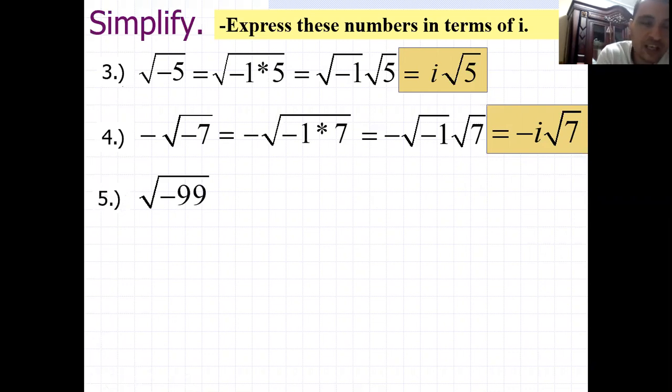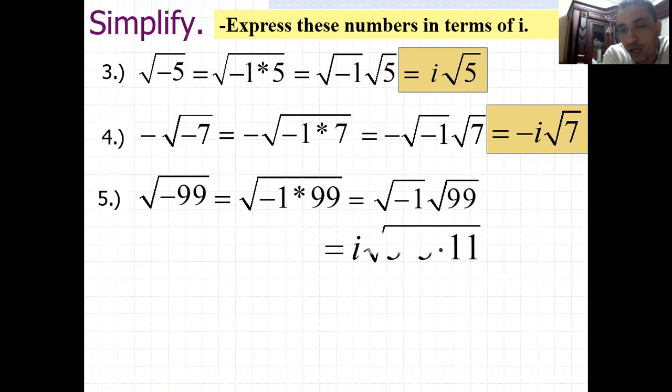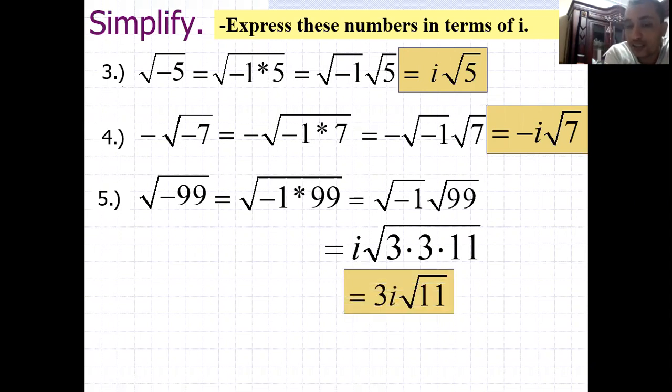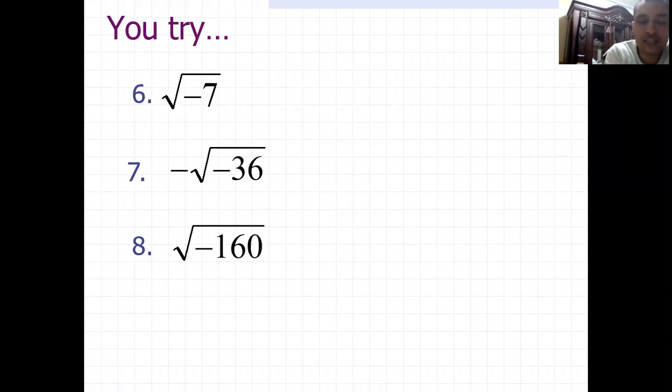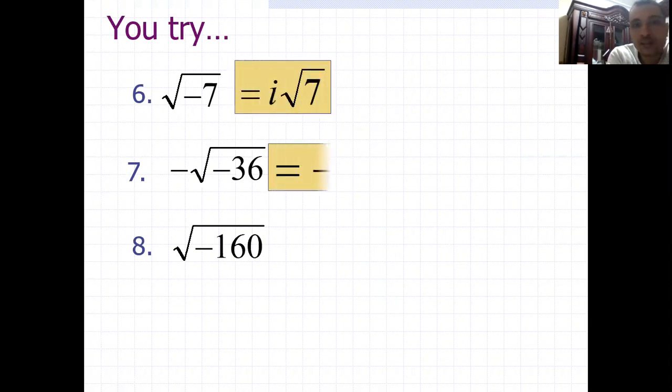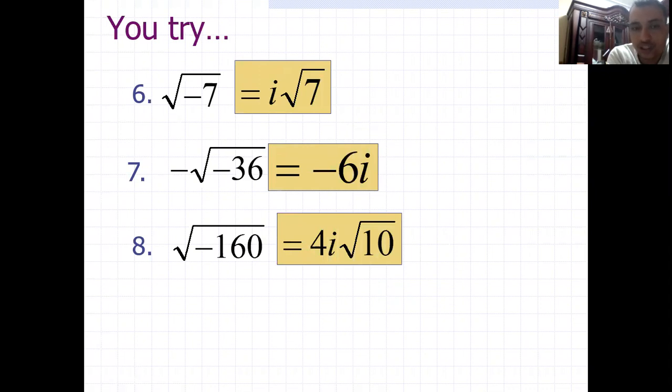Another example, if I have root negative 99. We can express it as negative 1 times 99, and root of negative 1 is i. So the answer will be i root 99. And then, like in second prep, 99 is the product of 3 by 3 by 11. So I can write it as 3i root 11. Now you can try numbers 6, 7 and 8. Okay, this is the answer to check your answer.